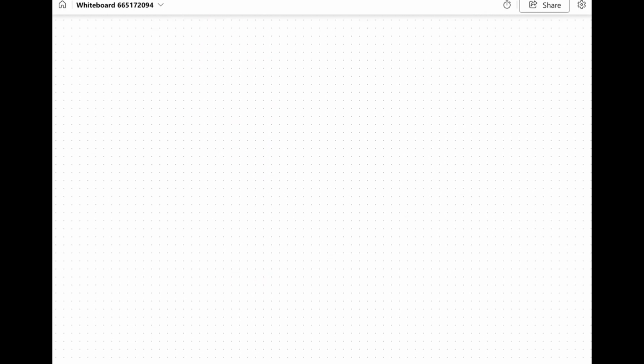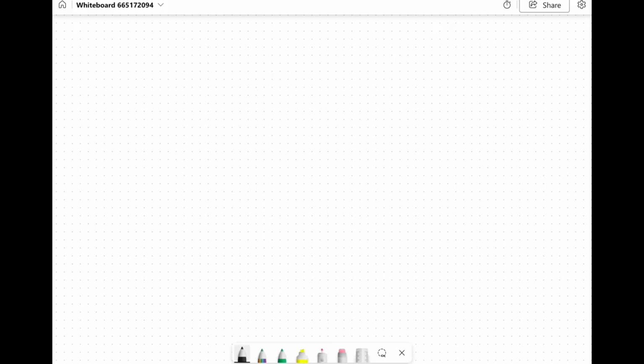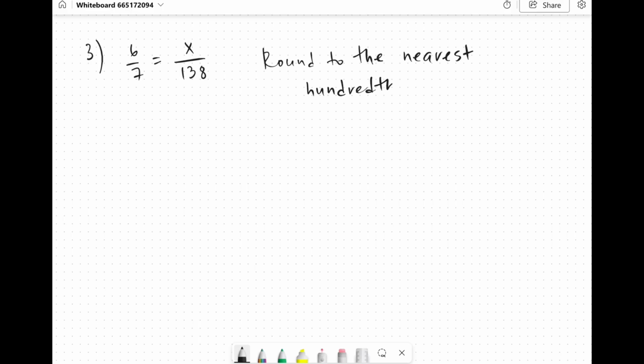Here is your number 3. 6 over 7 equals x over 138. Now, this specific question is asking us to round to the nearest hundredths. So in questions like this, once you get your final answer for the x, you will be putting it in the calculator and rounding to whatever decimal point it asks you to round. Here it says to the nearest hundredths.